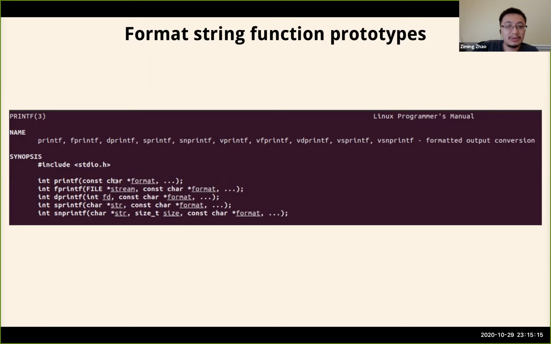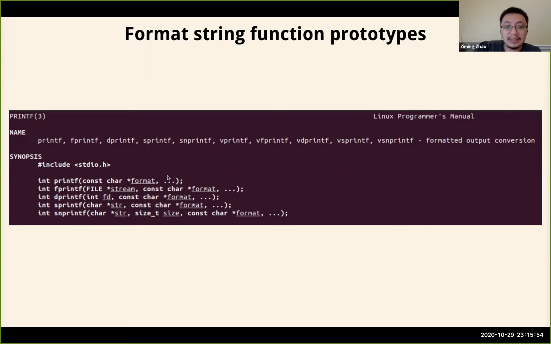That's a format string. If you do fprintf, then you are going to print something to an open file, a file pointer in this case, not a file descriptor. So the first argument we know is a file pointer. The second argument is a format string. If you do dprintf, then the first one is a file descriptor. If you use sprintf, you are going to print something to a string. And the first argument is the string, the second argument is the format string.